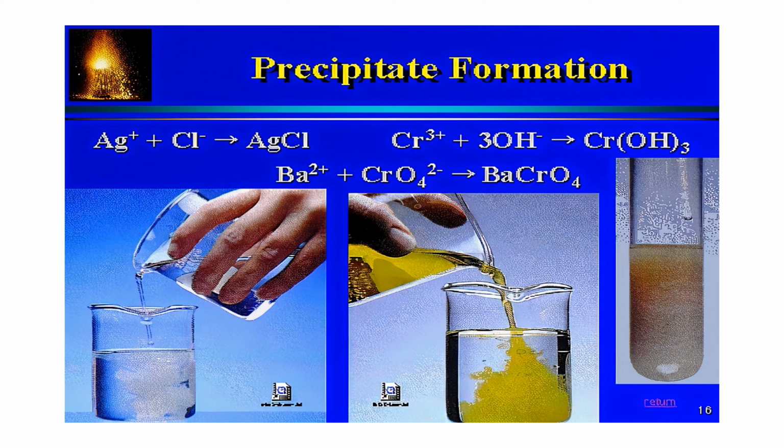Look at this picture. Precipitate formation. I mix one substance with another substance. It will form a precipitate. So, is it physical or chemical? Excellent. It is a chemical change because of the formation of precipitate. A new substance is formed, so it is a chemical change.